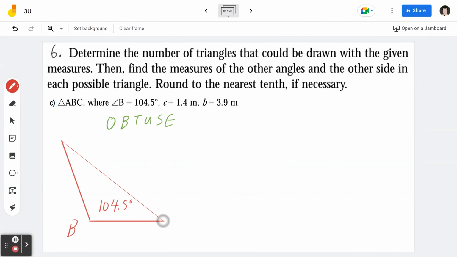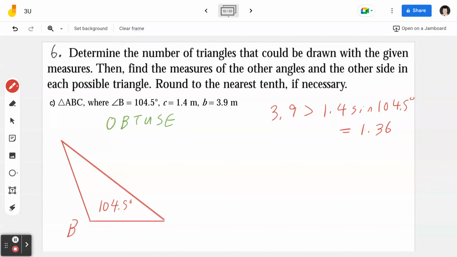Now, even when it comes to the obtuse triangle, there are 2 cases. Case 1 is it forms a triangle. And case 2 is it doesn't form at all. So we can still go through the steps to find out. What you're doing is you're comparing 3.9 with 1.4 times sine of 104.5. So again, if I grab a calculator, I take 1.4 times sine of 104.5. That's going to be 1.36 approximately. So it's greater than.